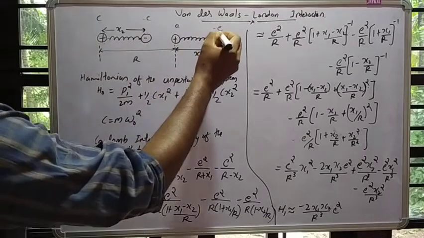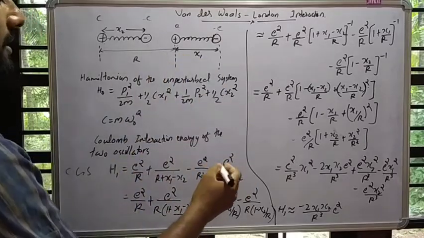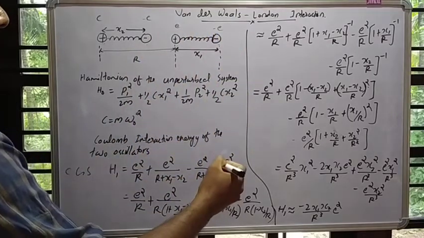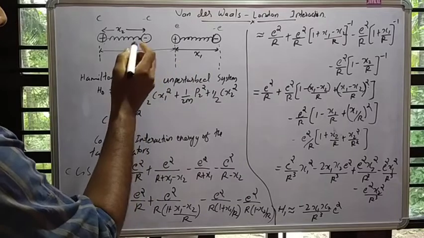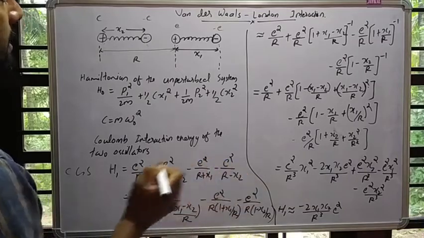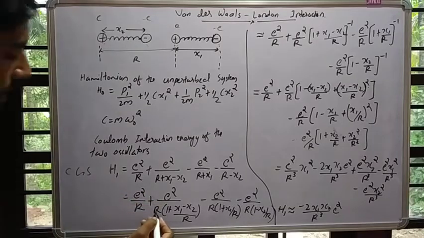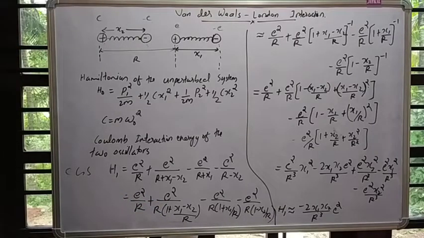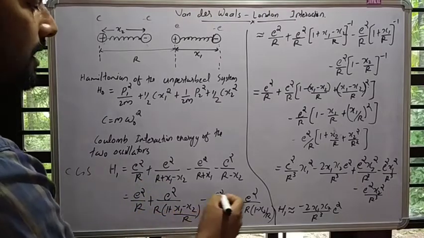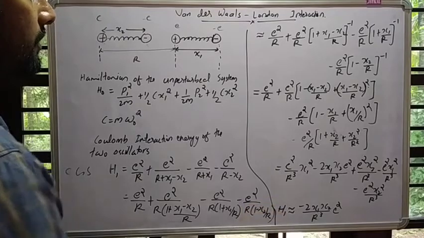When we consider these two charges, plus E and minus E, we get the interaction energy as minus E square over R plus x1, and for the other pair, minus E square over R minus x2. So that is equal to E square over R plus E square over R plus x1 minus x2, and we need to take R outside. R is larger than x1 and x2. Taking R outside, we get 1 plus x1 minus x2 over R, minus E square over R into 1 plus x1 over R, minus E square over R into 1 minus x2 by R.